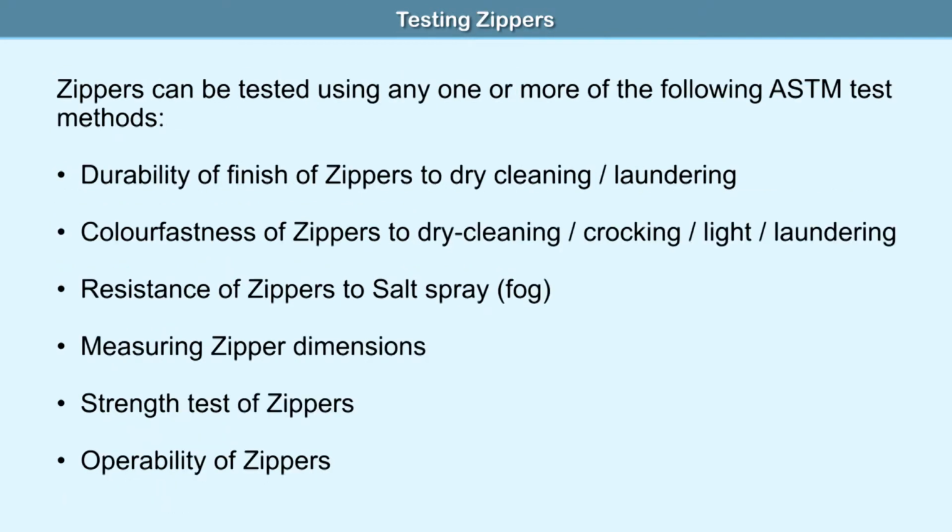Testing zippers. Zippers can be tested using any one or more of the following ASTM test methods: durability of finish of zippers to dry cleaning and laundering; color fastness of zippers to dry cleaning, crocking, light, and laundering; resistance of zippers to salt spray; measuring zipper dimensions; strength test of zippers; and operability of zippers.